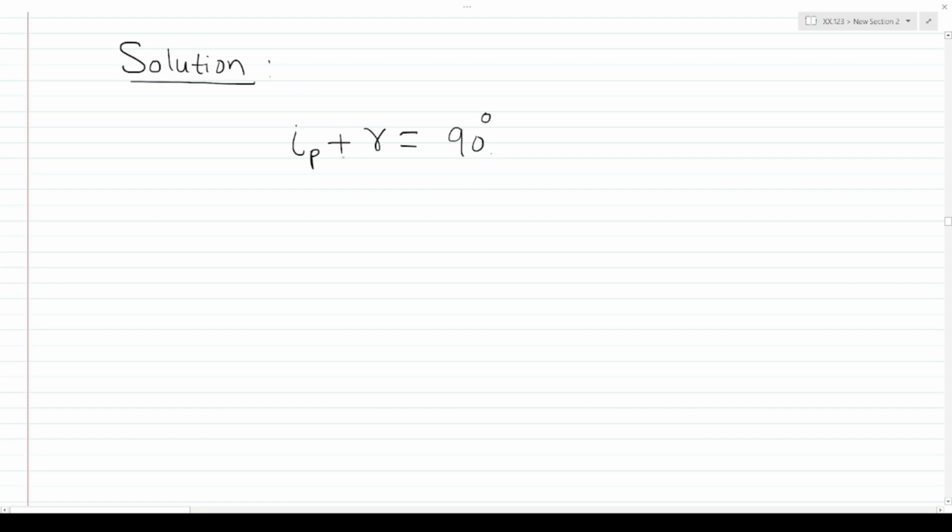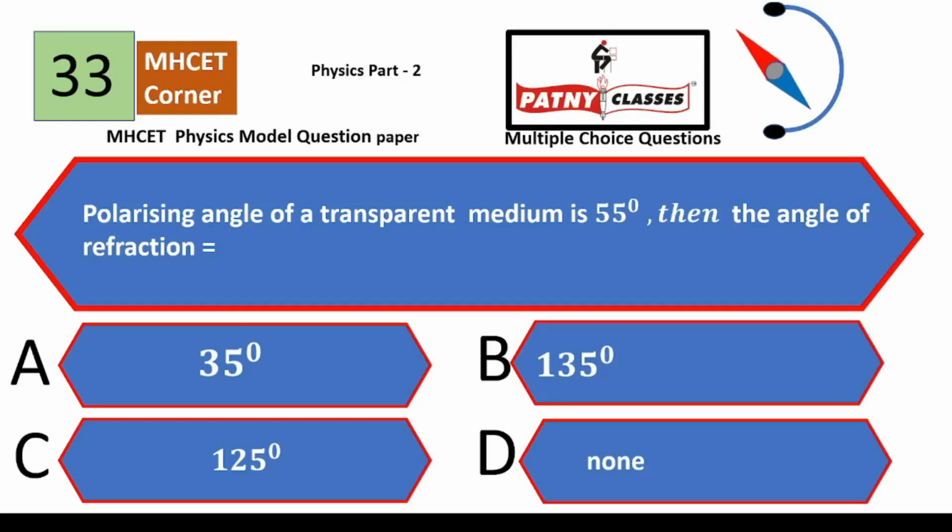Here is the solution. Polarizing angle plus angle of refraction equals 90 degrees. Therefore, r equals 90 minus polarizing angle. r equals 90 minus 55. r equals 35 degrees. Therefore, correct option is option A. So we lock option A.